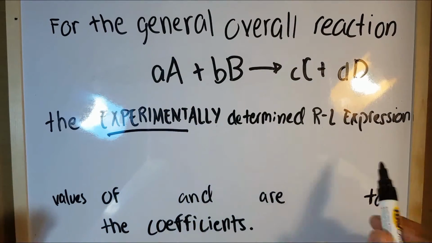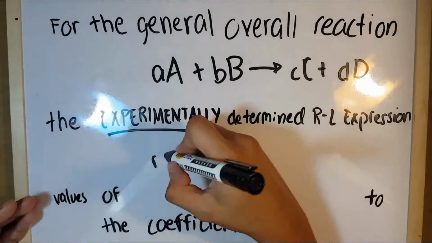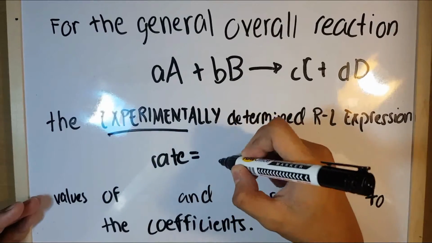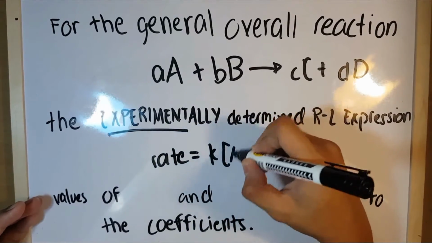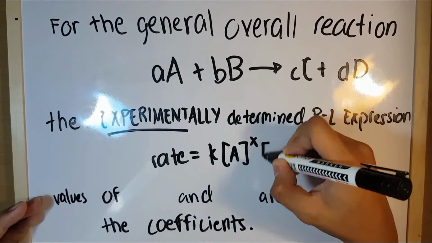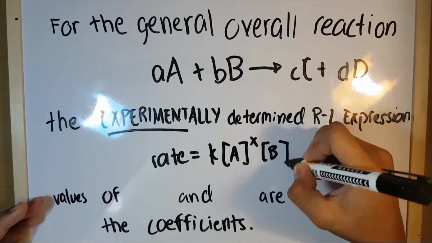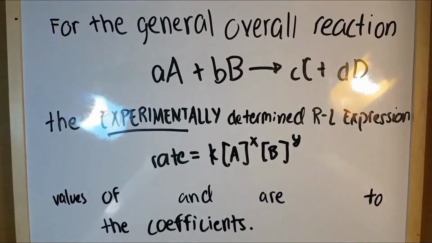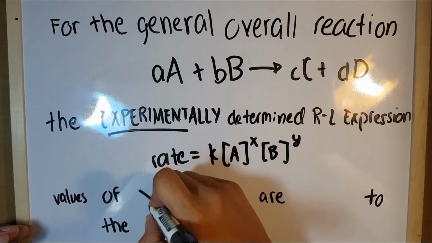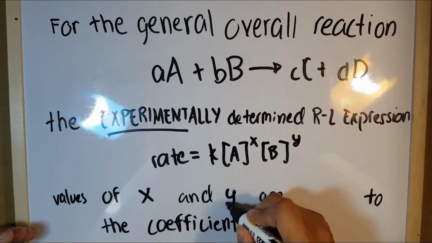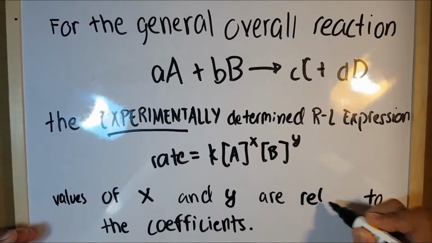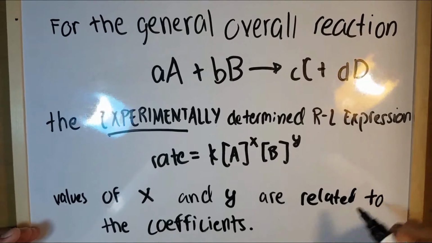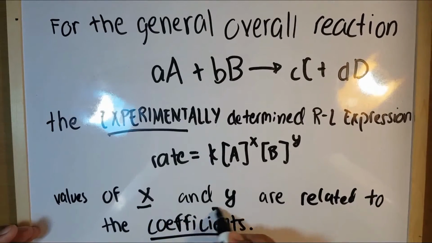The experimentally determined rate law expression has the form rate is equal to k times [A] raised to x times [B] raised to y. The values of x and y are related to the coefficients of the reactants in the slowest, or rate determining step, influenced in some cases by earlier reaction steps.